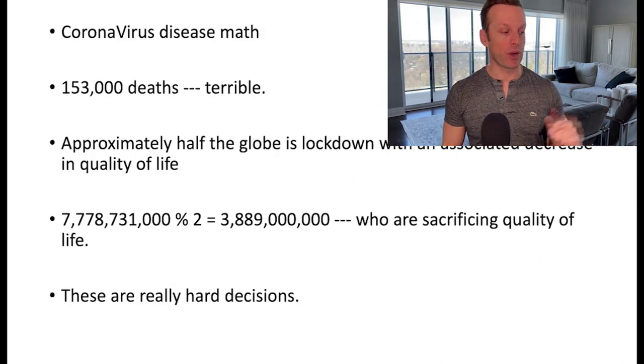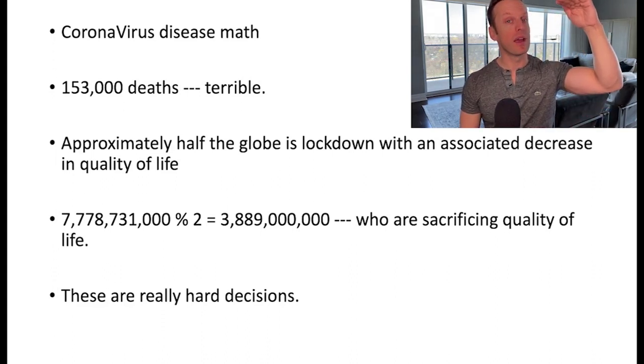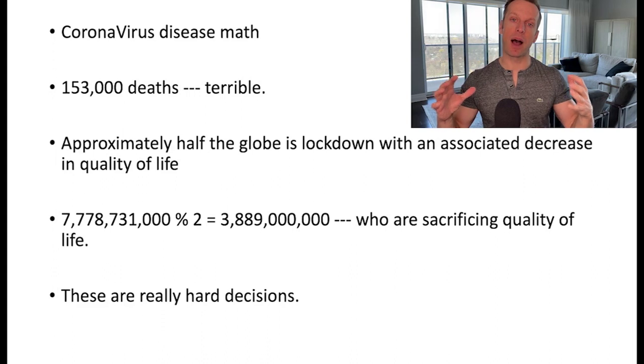So let's take a look at what this means. Right now, if we look at coronavirus math, we have 150,000 deaths. But to achieve that low number of deaths, we've locked down nearly half the global population. That's almost 4 billion people. That's 4 billion people whose quality of life is no longer functioning at one. In fact, it's been dropped down due to limitations on their social interactions, financial costs, limitations on freedom of movement. A lot of things that we take for granted that make up a high quality of life have been restricted by governments.